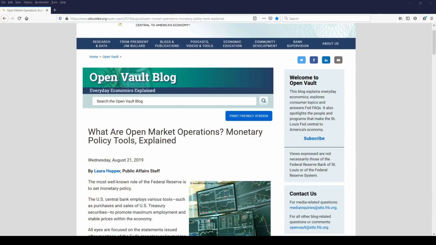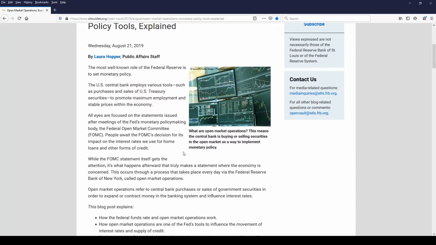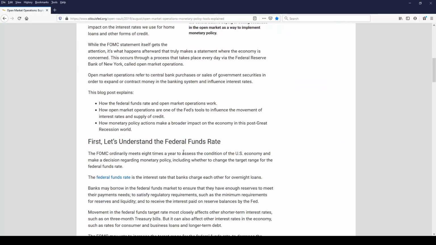Let's take a look at this St. Louis Fed article. So this article by the St. Louis Fed, titled "What Are Open Market Operations? Monetary Policy Tools Explained," is a great resource into understanding what quantitative easing is and what it's supposed to do. So let's take a look at this article and some key points.